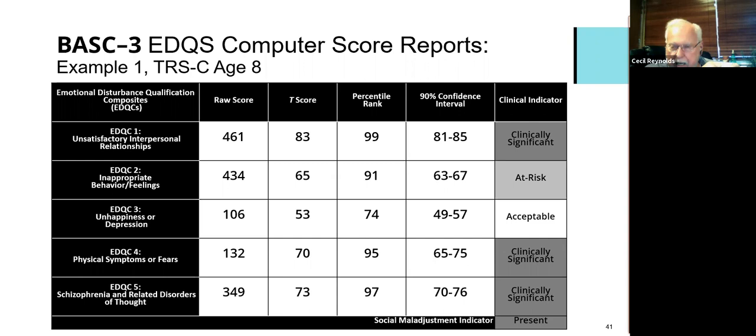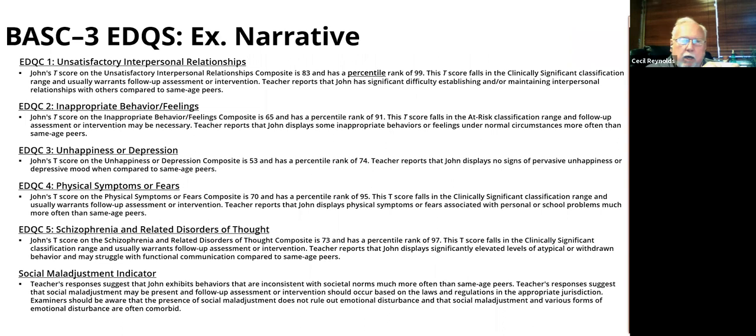Next slide, please. So the narrative is brief and to the point, and simply indicates whether or not these scores fall in a clinically significant or other range, and will specify the range, give you the percentile rank, and indicate, for example, in this case, the teacher reports that John has significant difficulty establishing and or maintaining relationships with others compared to same age peers.